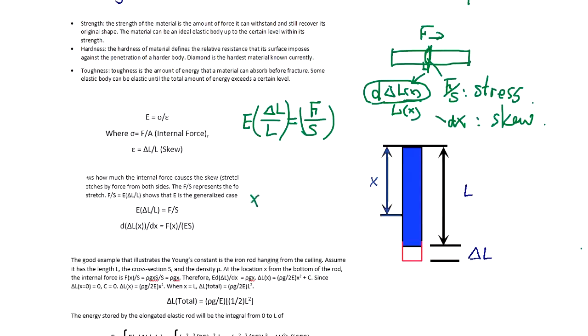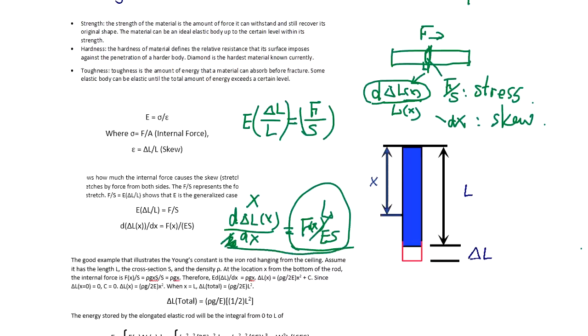So at the location X, we can say delta X over dx, it's going to be Fx over Es. Moving L here, and that's the equation for strain.